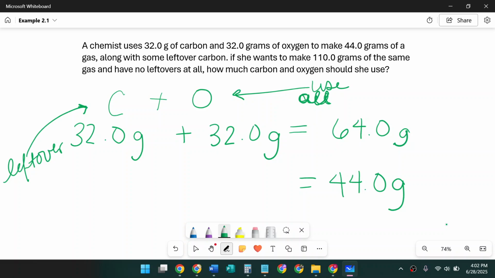We know we're adding the two. We know that we have some leftover carbon. So I'm going to go ahead and rewrite the oxygen because I used all of that. And then I have to figure out what goes here. How much carbon did I use? So there are two ways to do it.